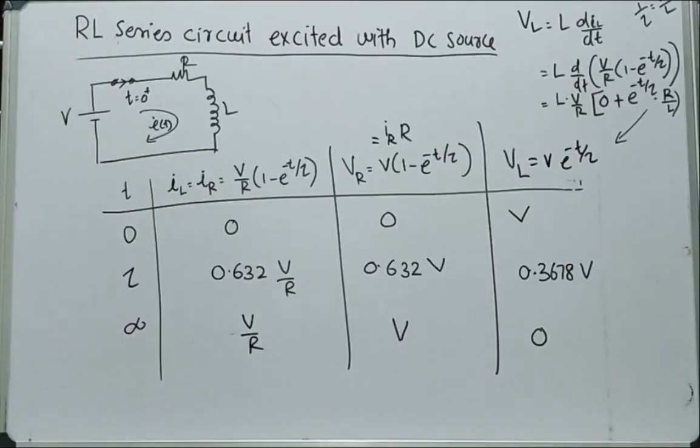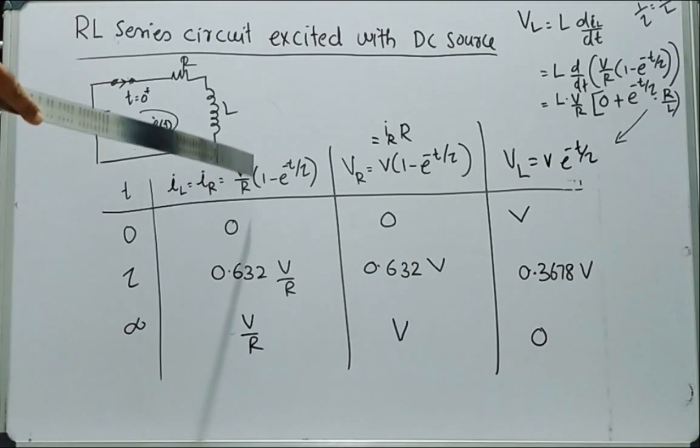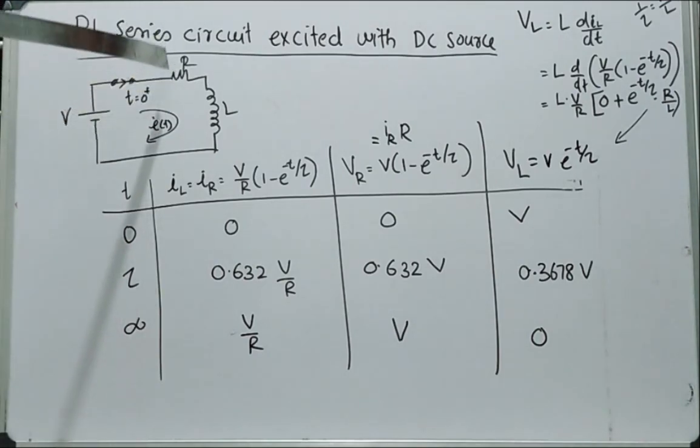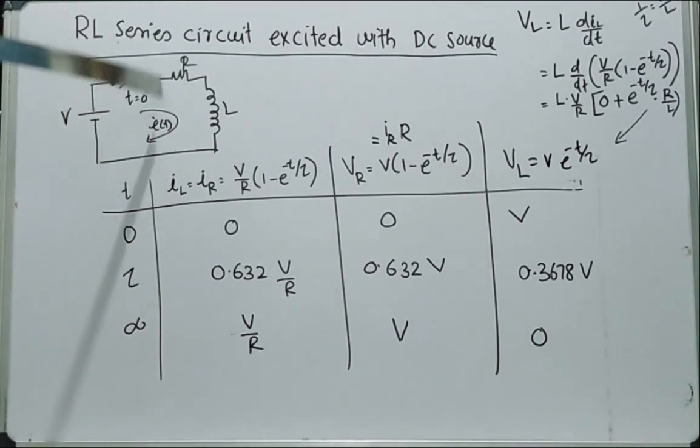Now let's plot the variation of inductor current, voltage across the resistor, and the inductor voltage with respect to time. For that, let's consider this equation. As this is a series RL circuit, current through the resistor is equal to current through the inductor, which is equal to V by R into 1 minus e raised to minus t by tau, where tau is equal to L by R. And what is the voltage across the resistor? It is i into R.